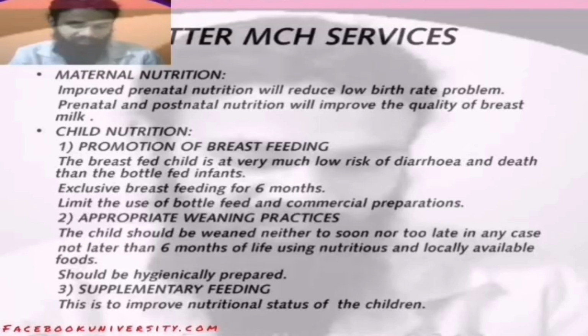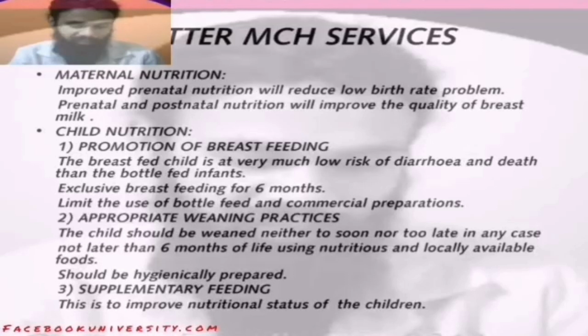Okay, so child nutrition: promotion of breastfeeding, appropriate weaning practices, and supplementary feeding. Promotion of breastfeeding: the breastfed child is at much lower risk of diarrhea and death than bottle-fed infants. Exclusive breastfeeding for 6 months is required. Limit the use of bottle feeding and commercial preparations for the child.